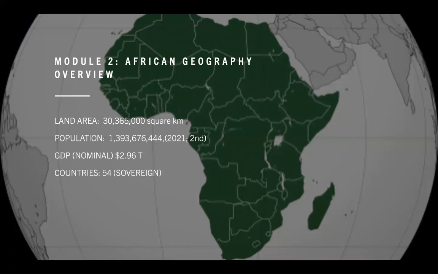Now, let's talk about the fast facts about the physical geography of Africa. Its total land area is 13,365,000 square kilometers with a population of 1,393,676,444. That is the 2021 data, no? And which makes it the second most populous continent in the planet. Again, next to Asia. Its nominal gross domestic product is $2.96 trillion. And again, there are 54 sovereign countries na part din po ng United Nations.